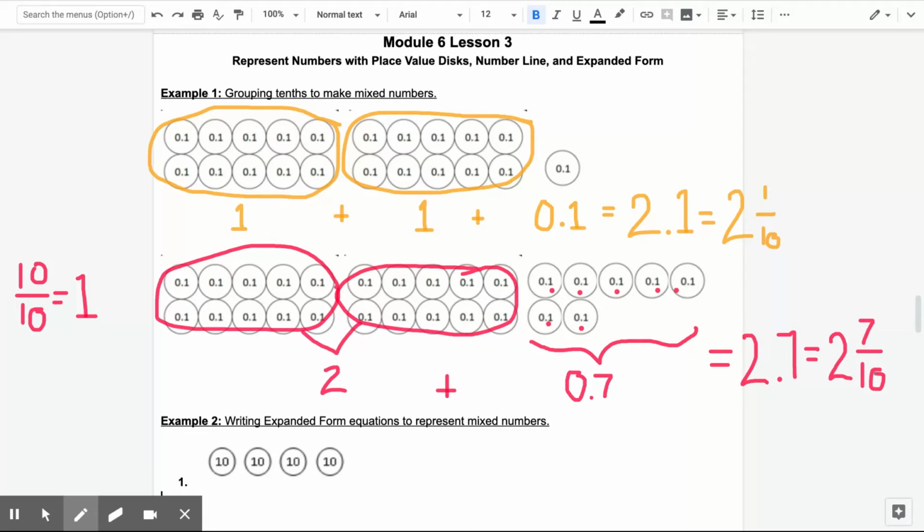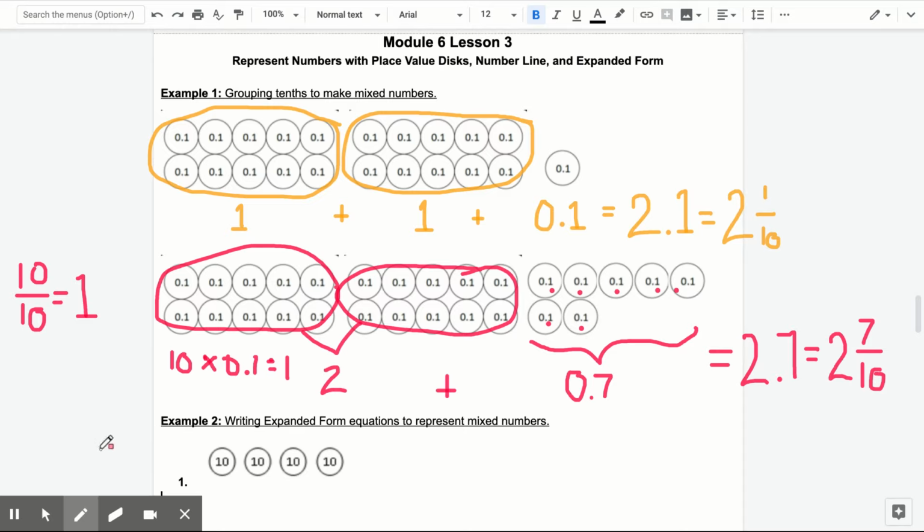When I think about this, I can think about my wholes as 10 times 1/10 is how I get to that 1 whole. Sorry, you guys, my pen's freezing up on me. There we go. 10 times 1/10 is 1 whole.